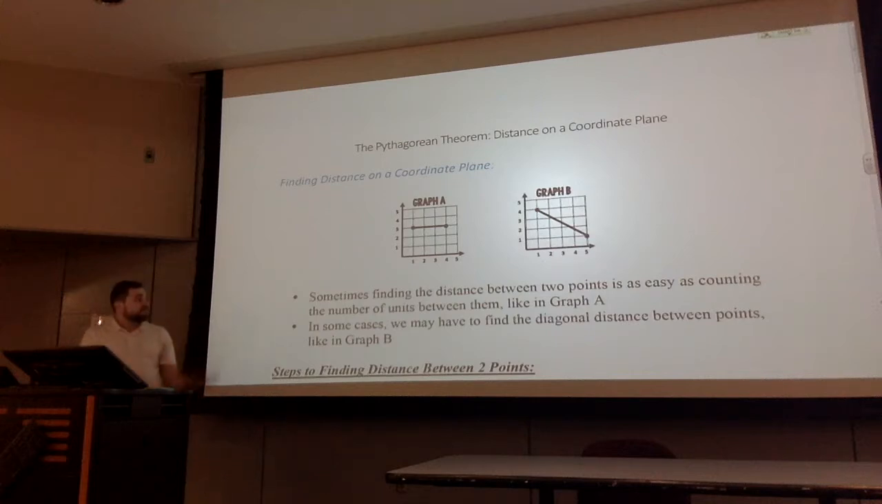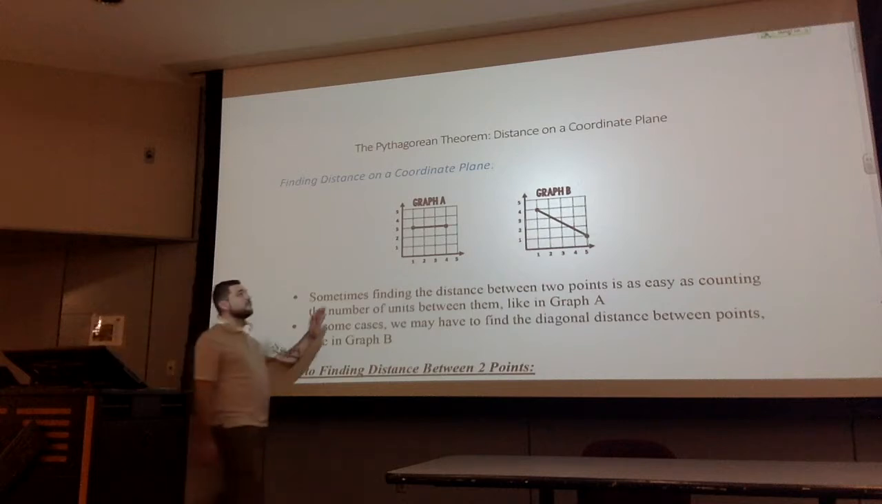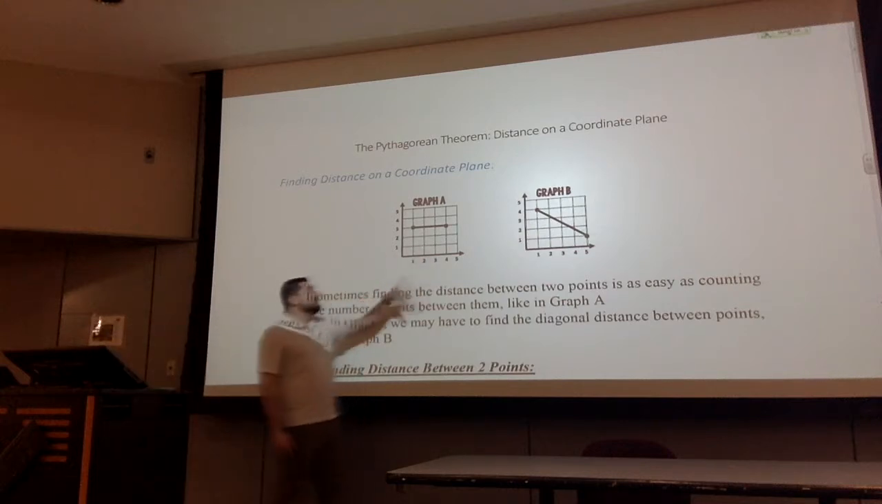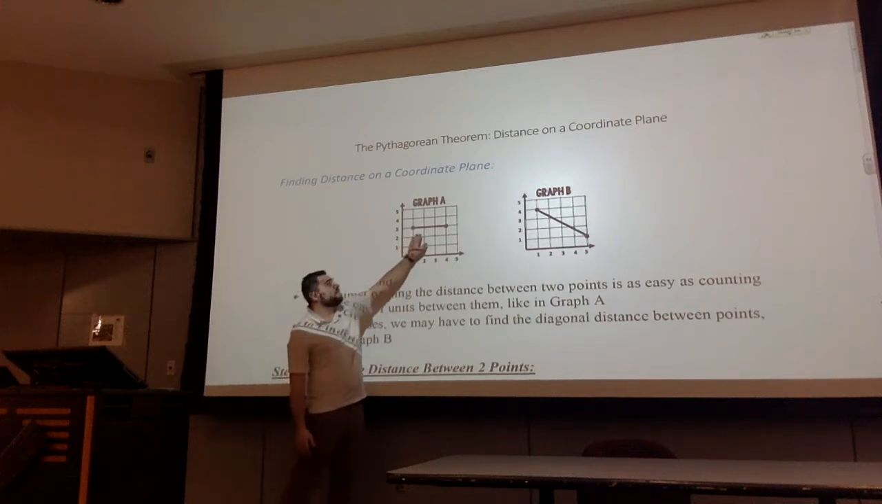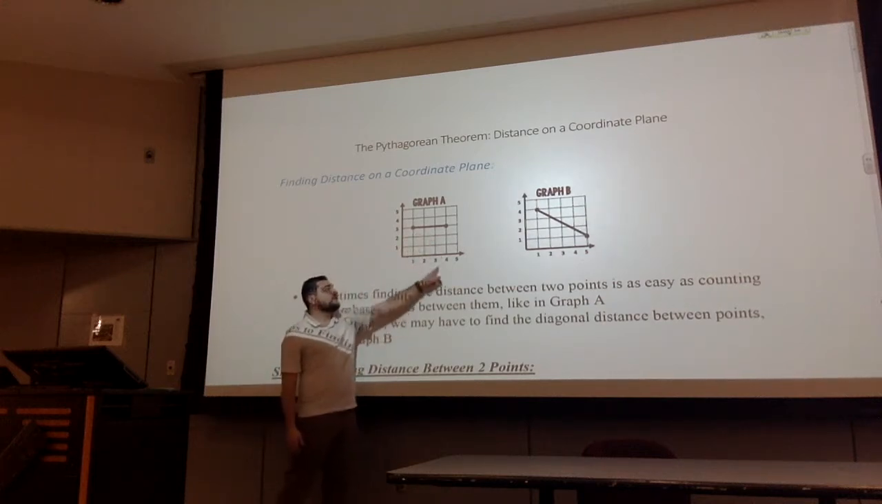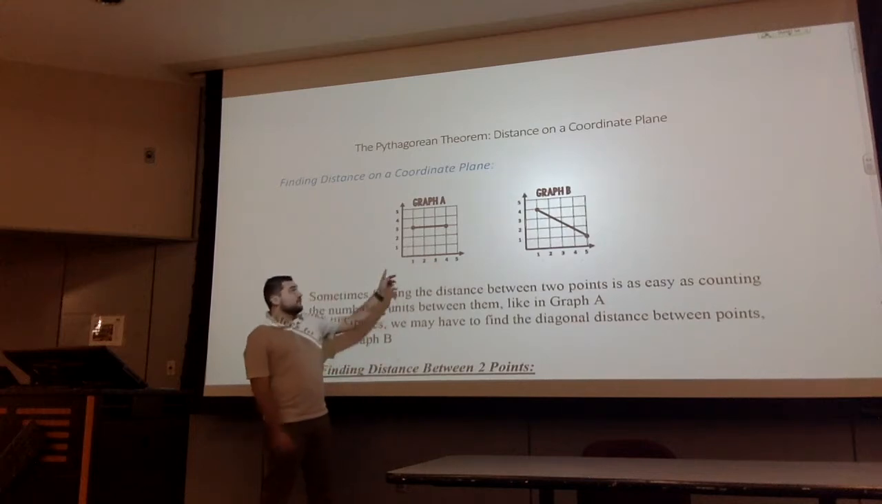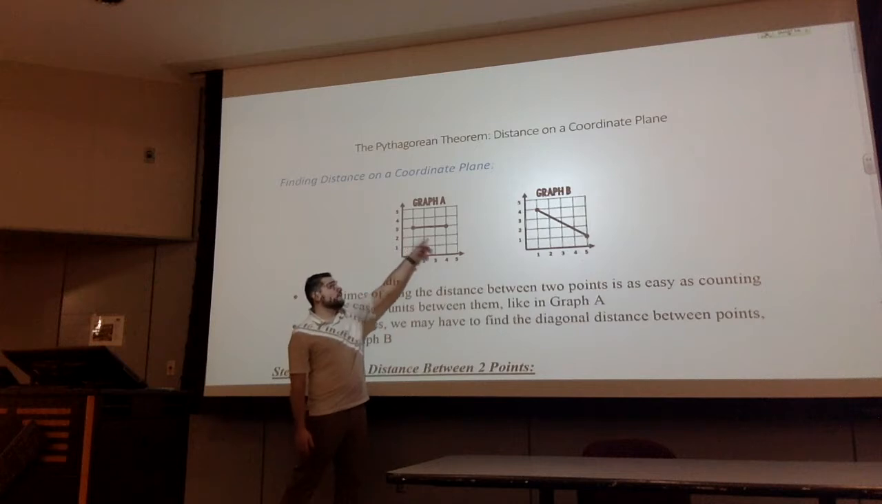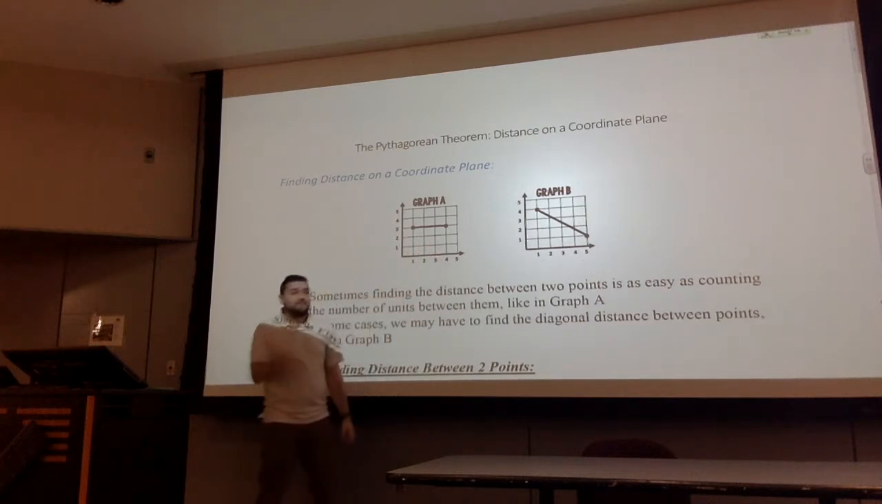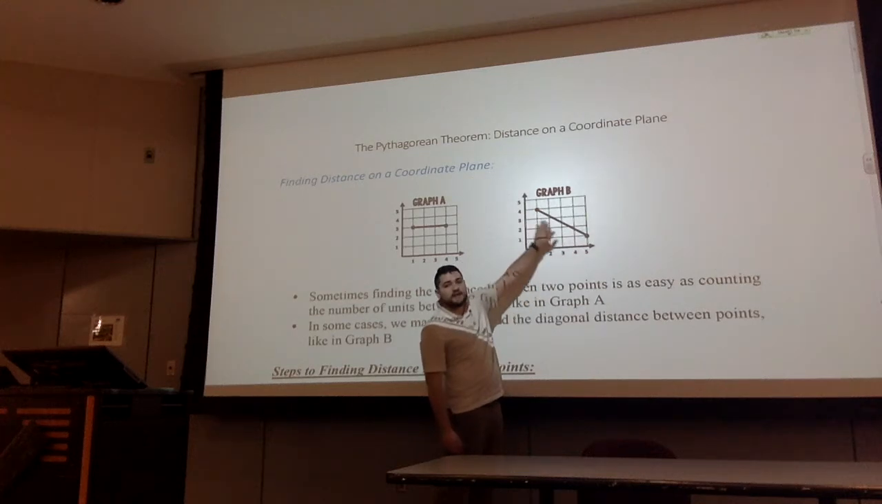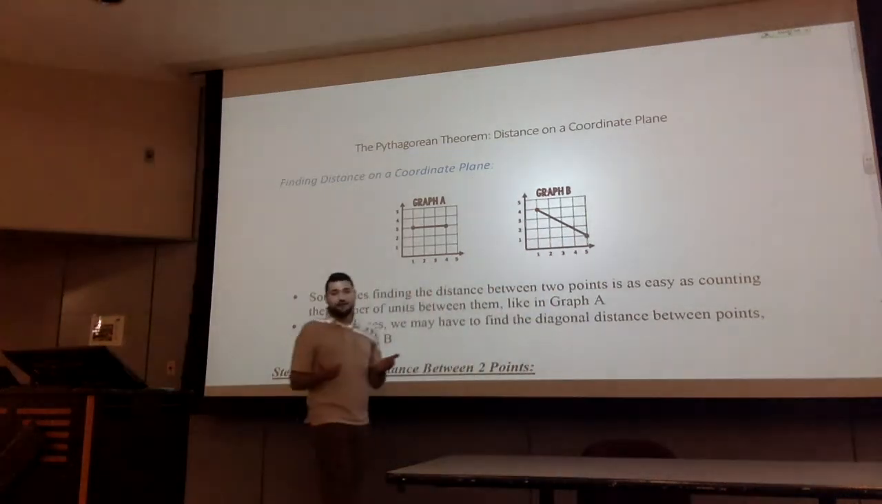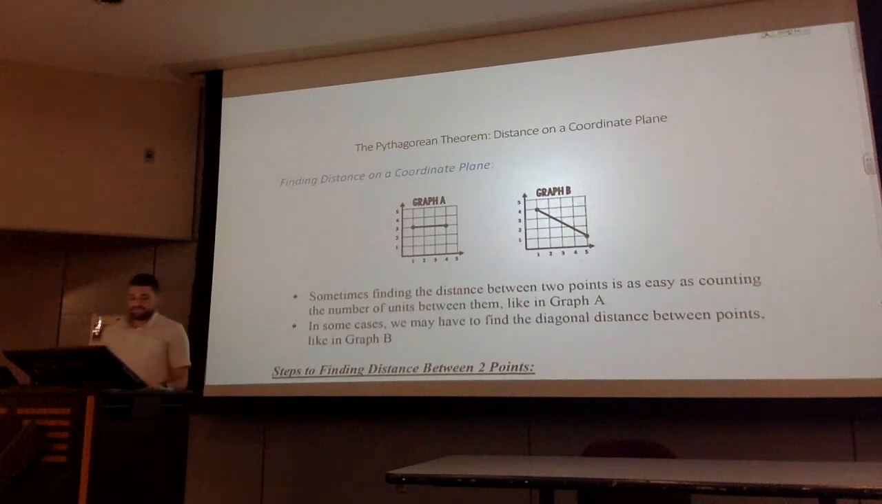We can see in the two graphs that sometimes it's easier to find the distance between 2 points when they form a straight line using the grid. When we look at graph A, all you have to do is count the number of squares and use the units on the axes to find the distance. In graph A, the distance between those 2 points is 3, because all you have to do is count the squares. However, in graph B, it's a diagonal distance, so it's harder to count the squares. We have to use the Pythagorean theorem to find the distance.